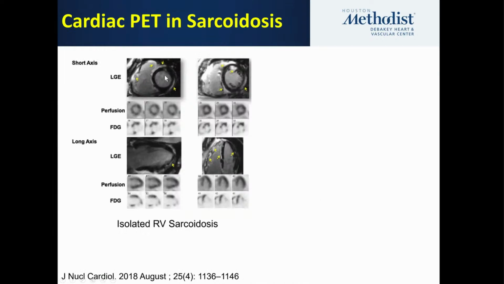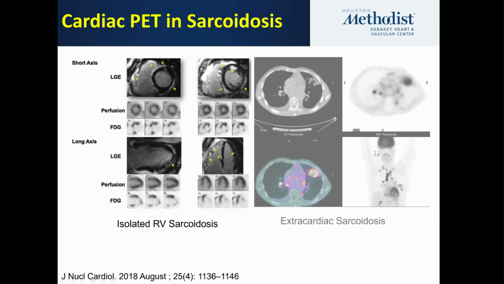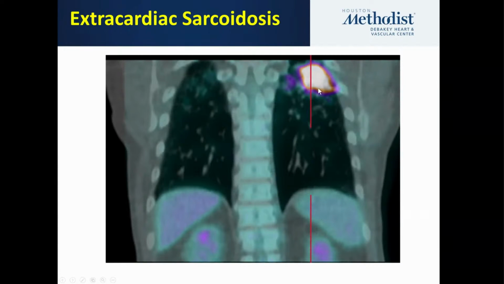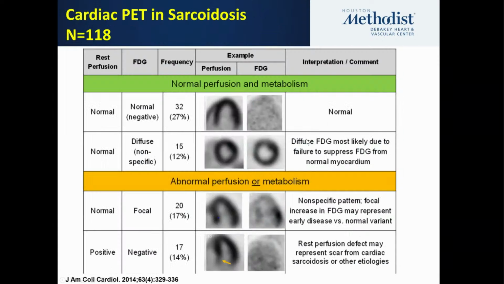You can also look at the right ventricle. So you see on MRI late gadolinium enhancement, and you see it here on the FDG where there is septal uptake. You can see it also extracardiac, outside the heart, like in the lung, or it could be even more exaggerated, as in this example from our lab where the patient had very active pulmonary sarcoid, which was almost mimicking cancer in this patient.